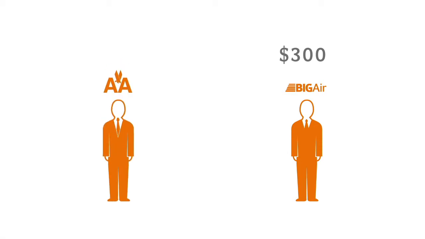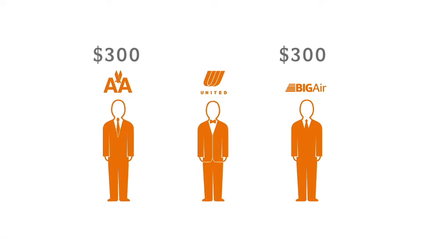Big Air is willing to pay up to $300 for it, let's imagine. But maybe American Airlines is willing to pay $300 as well. And maybe United is also willing to pay $300. They can all see you can make a lot of money being the monopolist here. Now the government puts it out to bid.